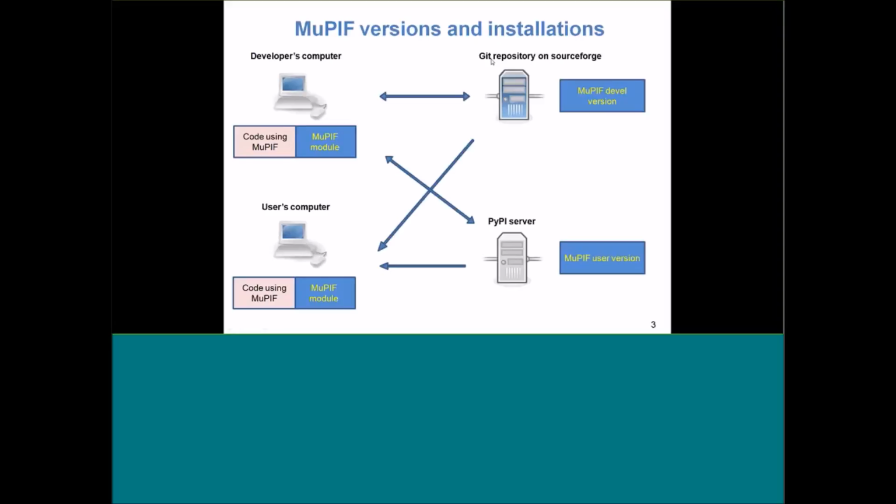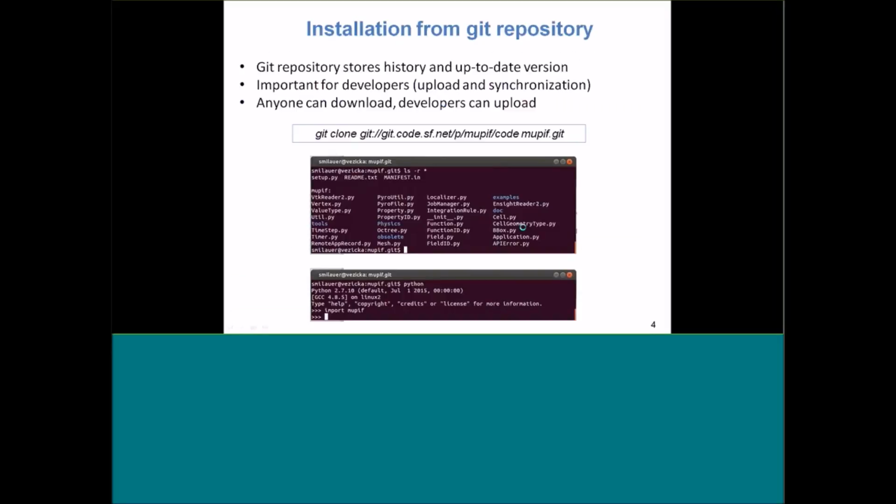And this is considered more to be the development branch. Then we have a Python installer server, which is, I would say, a more user-friendly version of how to download the whole code. So in principle, we have two major ways to download the whole MuPIF installation: either through the Git repository or through the pip server. So now let's look at the particular installations.